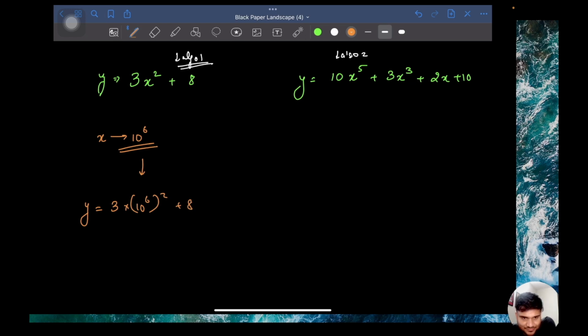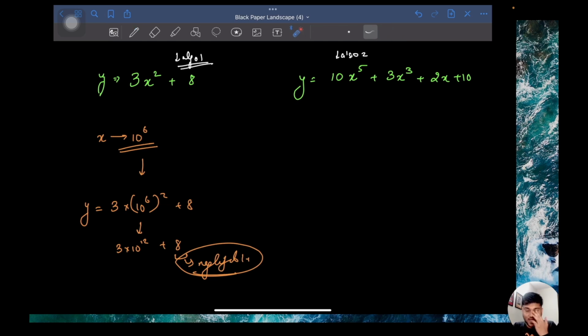Now just think about it. 10 raised to the power 6 square plus 8, the 8 is negligible, right? This is going to be 3 into 10 raised to the power 12 plus 8. This is negligible. If your computer has to execute 10 raised to the power 12 instructions, and it can execute that efficiently, I don't think executing 8 more instructions is of any concern to the computer, right? Apart from that, 3 into 10 raised to the power 12 is also about 10 raised to the power 12. 10 raised to the power 12 is such a big number that even if you multiply some constant with it, you can avoid it. This is also avoidable.